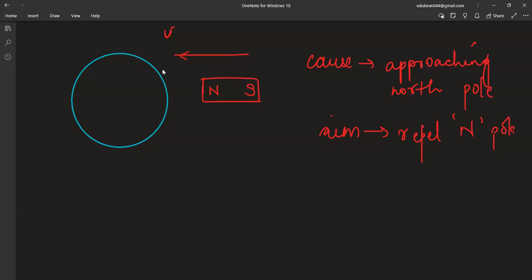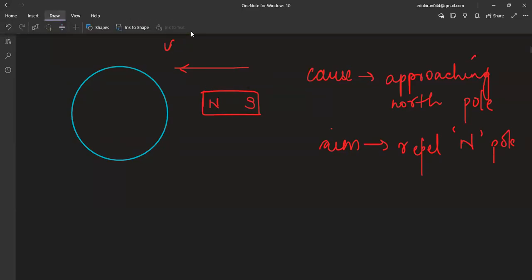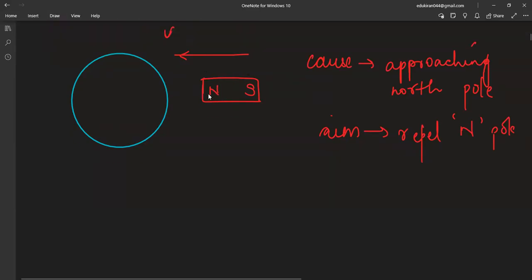Bar magnet is coming towards the coil. So what is the cause of induced current? The approaching north pole. So what will be the aim? Aim is to oppose the cause, do exactly the opposite of what is producing it. So the aim will be to repel this north pole. If the north pole is over here, this side is directed as north pole. So class, tell me which polarity should be developed over here so that it opposes the north pole, north or south?